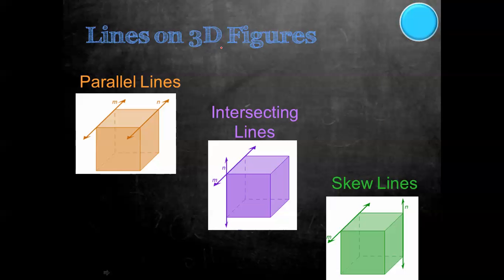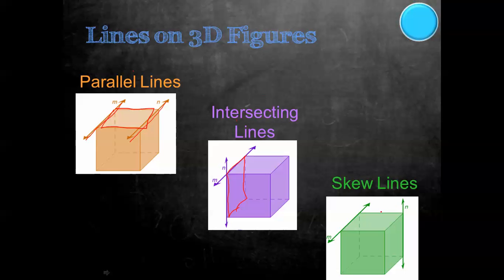Okay, when we have lines on 3D figures, we have 3 types of lines. We have parallel lines. Okay, these are lines that don't intersect, but they can be contained by the same plane. See, both of these lines are contained by that plane. Intersecting lines are lines that do intersect and can be contained by the same plane. So see, look, these lines are both contained by that plane.